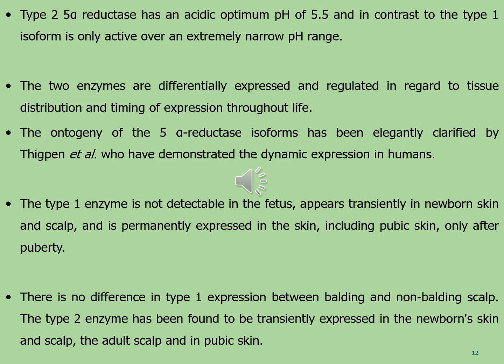The ontogeny of the 5-alpha reductase isoforms has been elegantly clarified by the author Thiele et al., who have demonstrated their dynamic expression in humans. The type 1 enzyme is not detectable in the fetus, appears transiently in newborn skin and scalp, and is permanently expressed in the skin, including pubic skin, only after puberty. There is no difference in type 1 expression between balding and non-balding scalp. The type 2 enzyme has been found to be transiently expressed in the newborn skin and scalp, the adult scalp, and pubic skin.